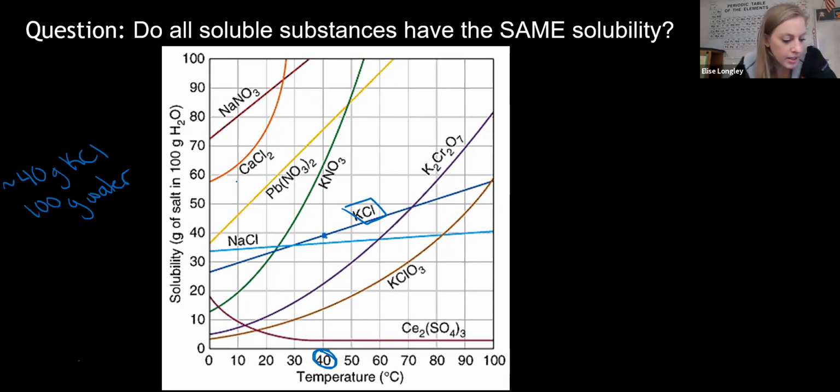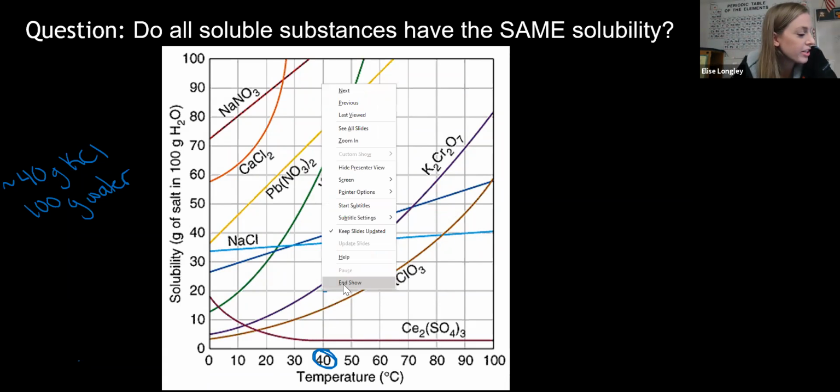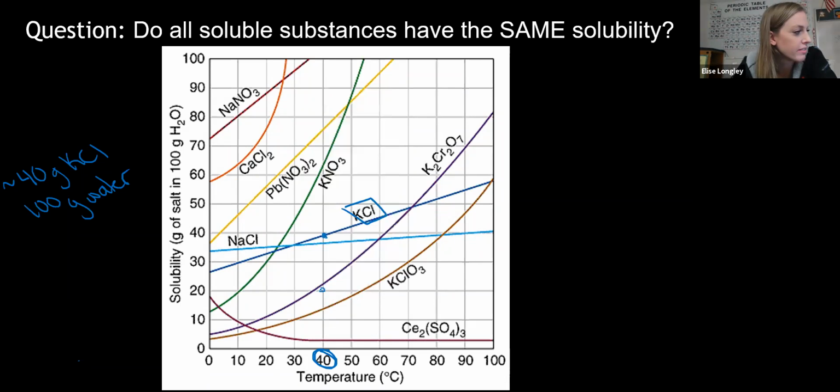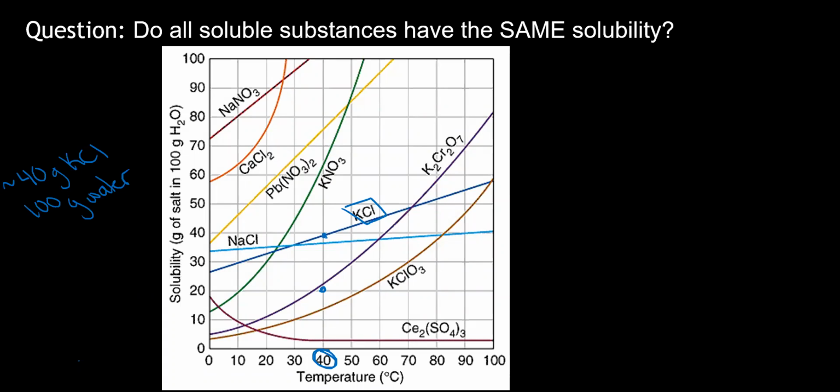Awesome. Gus, if I dissolved less than 40 grams, say I dissolved 20 grams at 40 degrees Celsius, what type of solution would I have then? Gus, are you there? Hello. Hello, my bad. My thing wasn't unmuting.